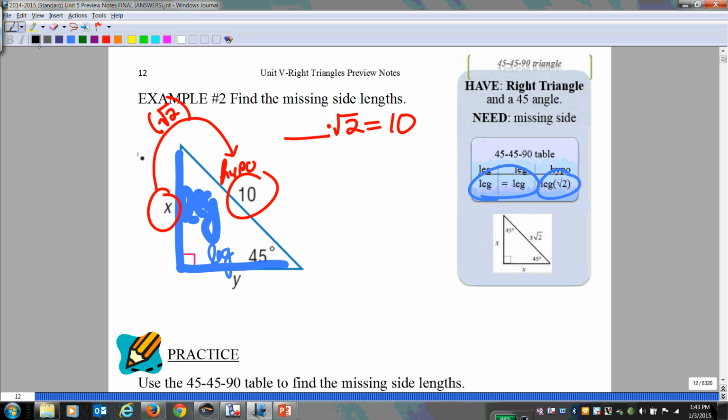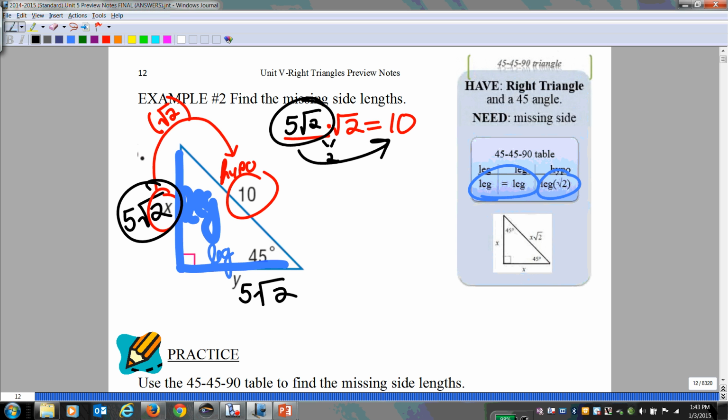We have to backtrack and figure this out. We know we need a root 2 there because root 2 times root 2 is 2, so at least we get rid of the radical. Now we have to add a 5 here because 5 times 2 is 10. So our legs are going to be 5 root 2, and this is 5 root 2. The legs are equal, and the legs times the square root of 2, so 5 root 2 times root 2 is 10. There's your check. So in this case, the x and y is 5 root 2 and 5 root 2.